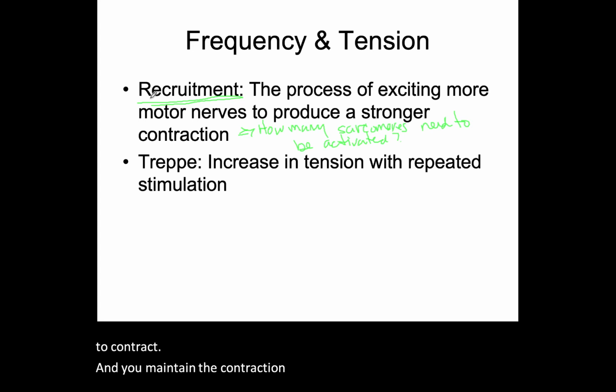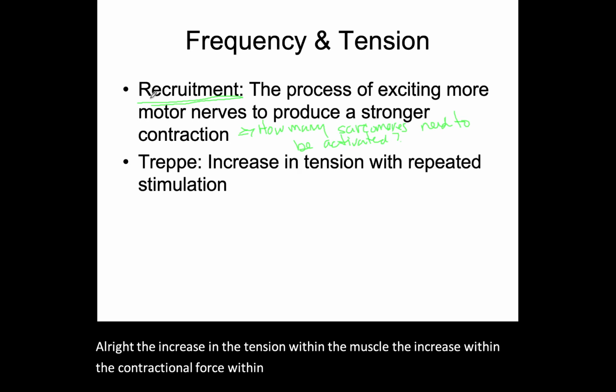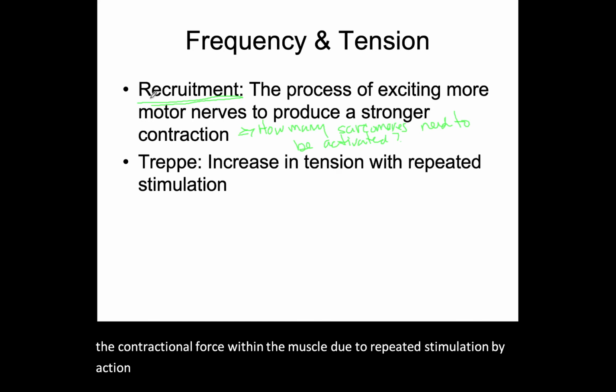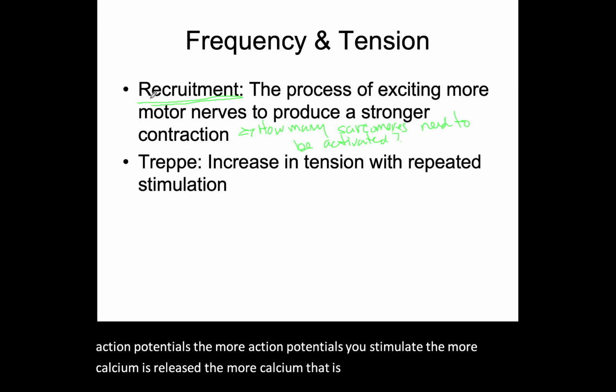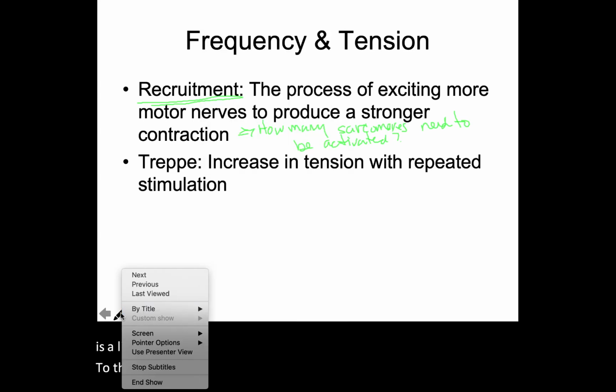We refer to this as TREP: the increase in the tension within the muscle, the increase in the contractional force within the muscle due to repeated stimulation by action potentials. The more action potentials you stimulate, the more calcium is released. The more calcium that is released, the more sarcomeres you can stimulate to increase the contractional force. But there is a limit to this.